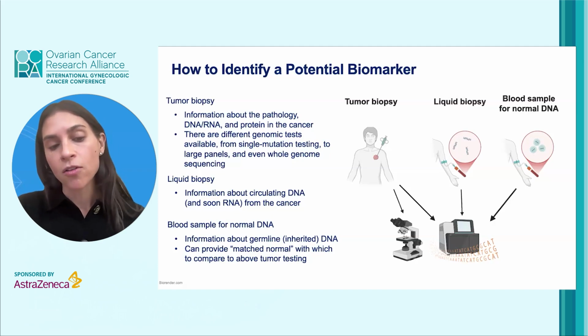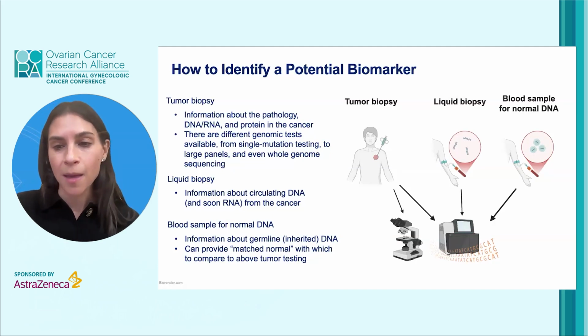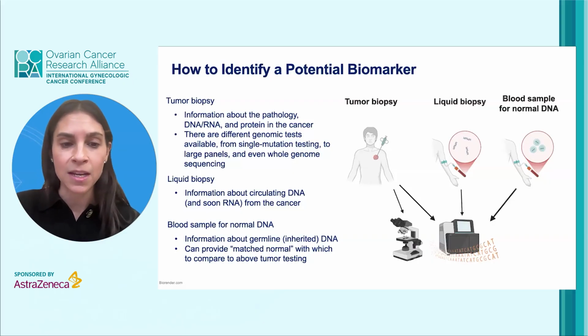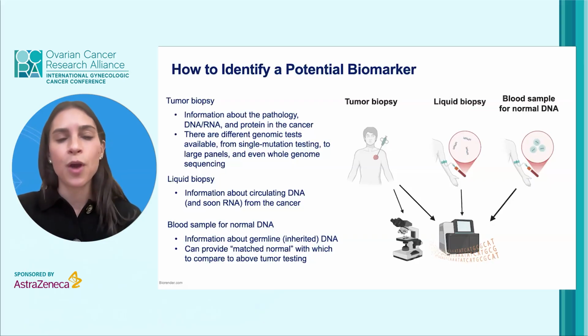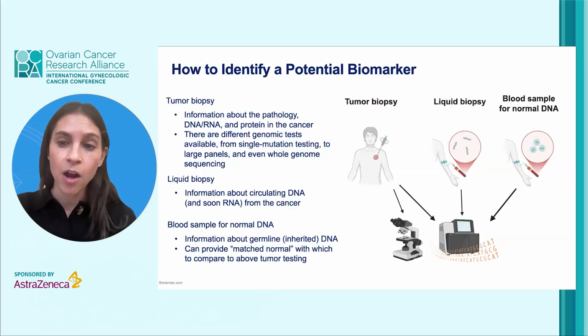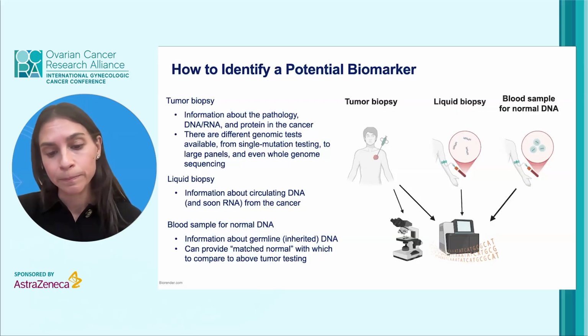The normal blood samples are also very useful because we can use them to compare to the tumor biopsy DNA and the liquid biopsy DNA to say what is different about the cancer DNA compared to what you were born with. And that can help give us information about what drives the cancer, what is different that is perhaps causing the cells to grow and divide in an uncontrollable way, and therefore might be worthwhile to target therapeutically.